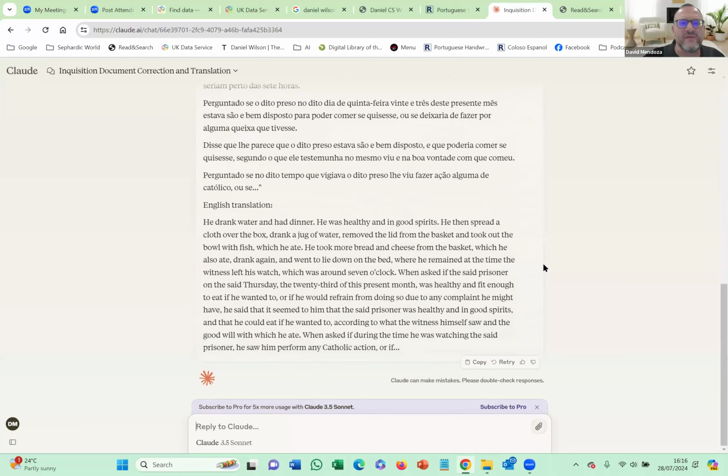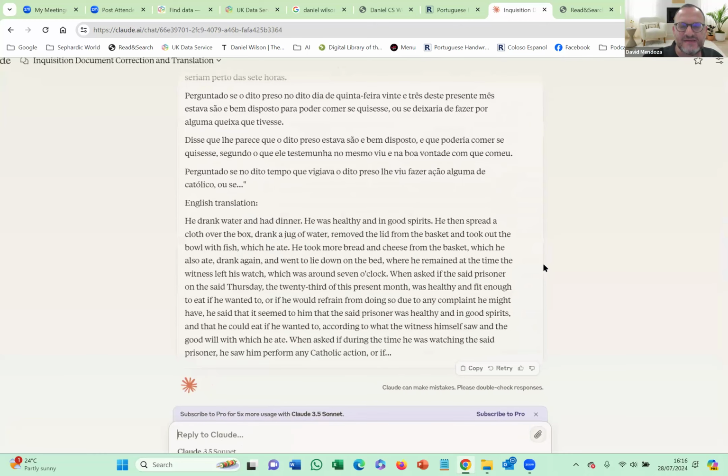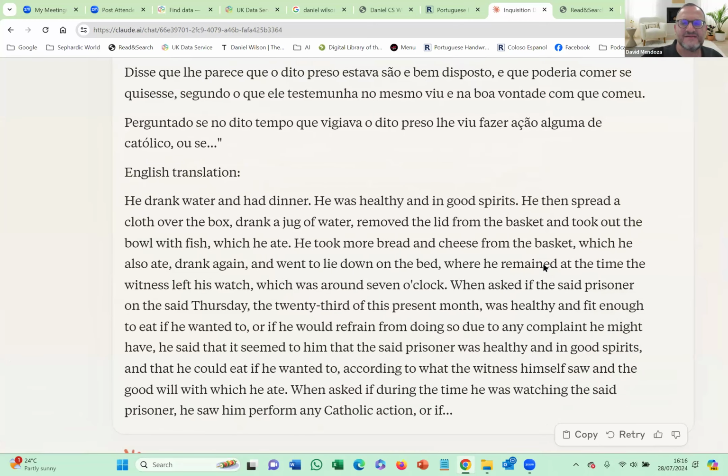No, I'm just doing it in Claude AI, which I think is better. As I say, I've asked it to correct the text in Portuguese and then give me an English translation. When I was trying to do a page years ago, a page would take me sometimes an hour or two, and just look at the quality. It's not perfect, but it's pretty damn good. Yes. And there's like 900 pages of that particular processo.